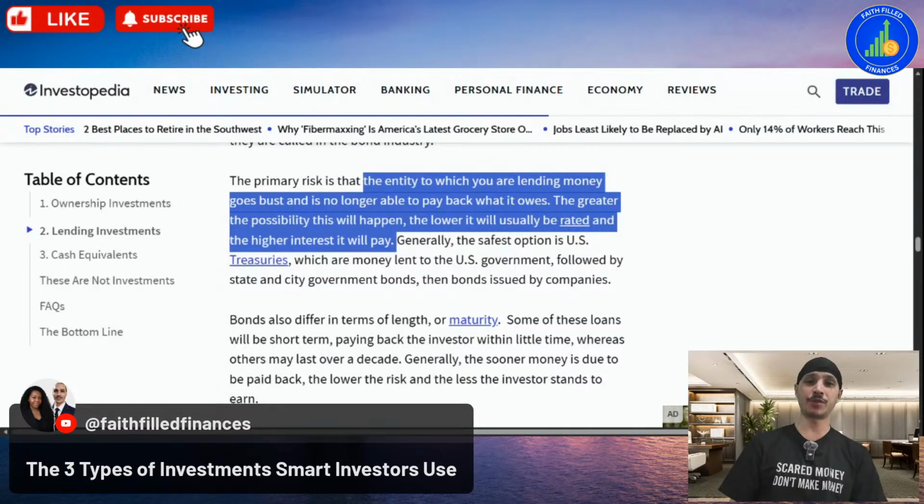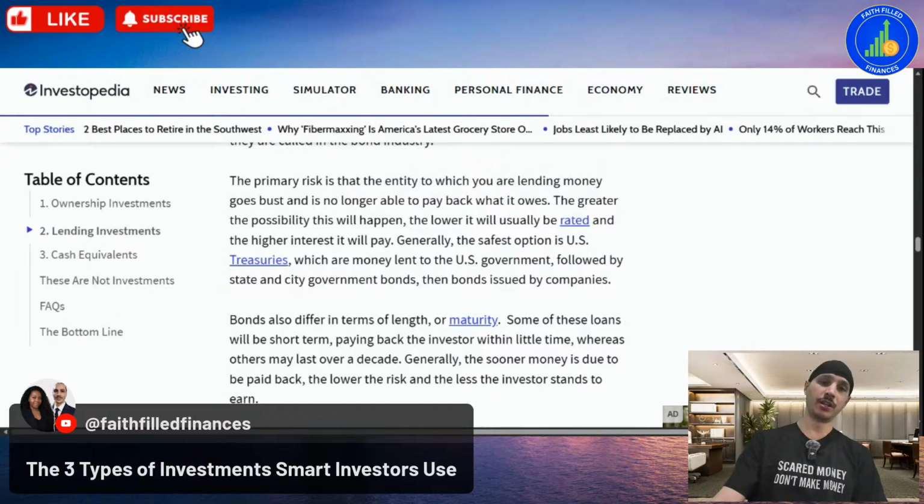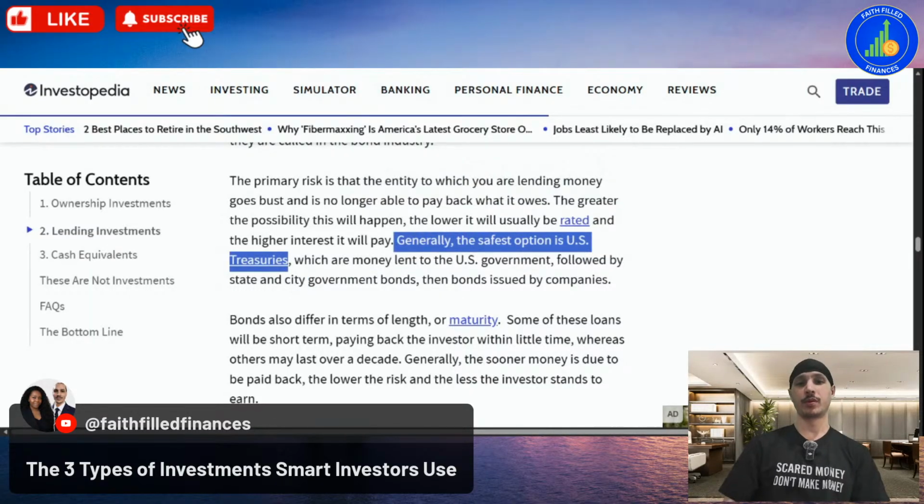Generally, the safest option is U.S. Treasuries, which are money lent to the U.S. government, followed by state and city government bonds, then bonds issued by companies.